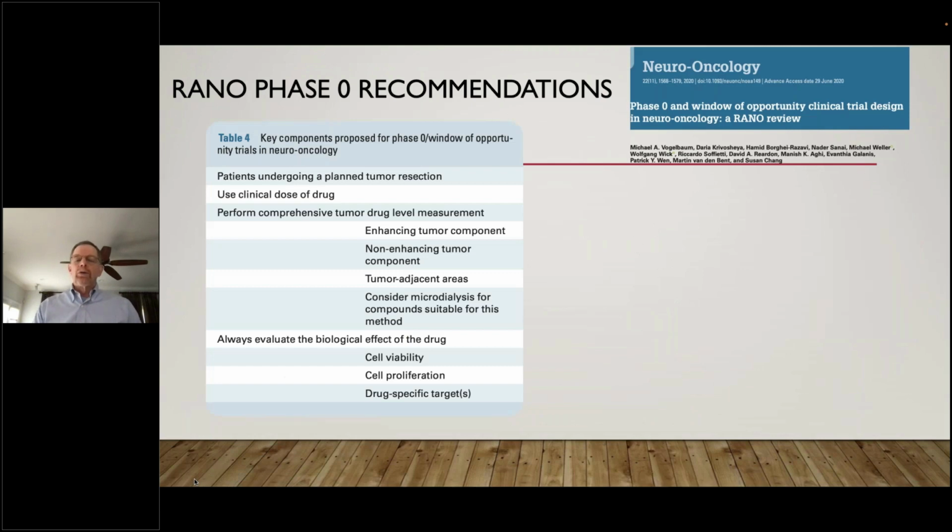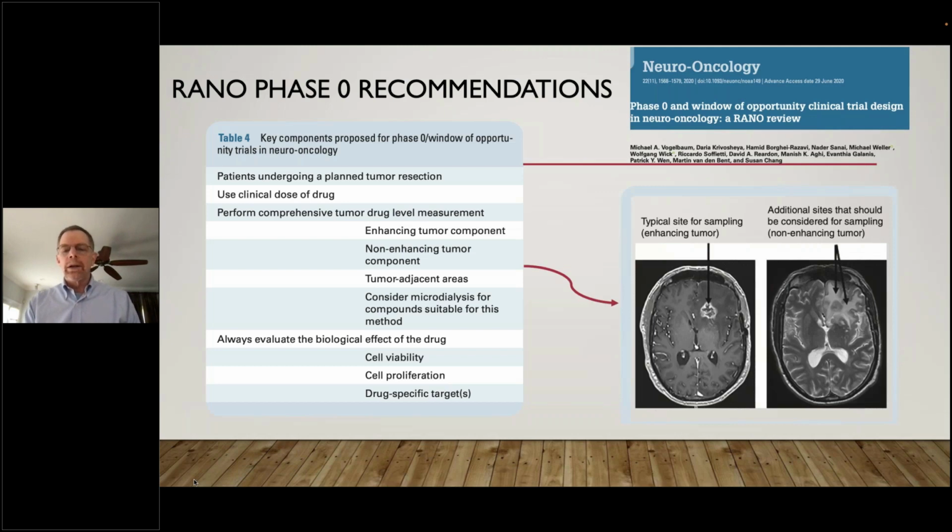So again, the EANO group put together phase 0 recommendations that were published in 2020. And again, a patient must be undergoing a planned tumor resection. So we don't do this in patients who don't need an operation. Use the clinical dose of drug. Again, that's the phase 2 dose. And they do recommend, again, not only sampling the enhancing part, but also trying to get tumor adjacent regions, non-enhancing tumor, et cetera. And then try to do correlative studies looking at cell viability, proliferation, and again, the target of the drug, that's the pharmacodynamics.